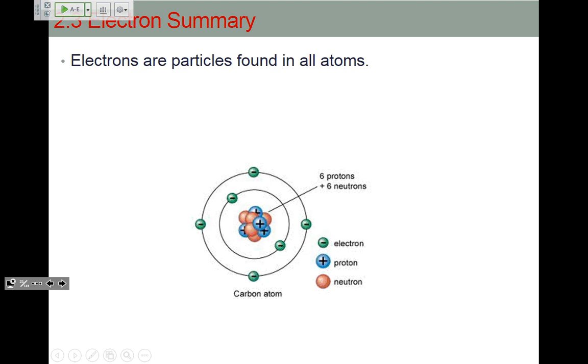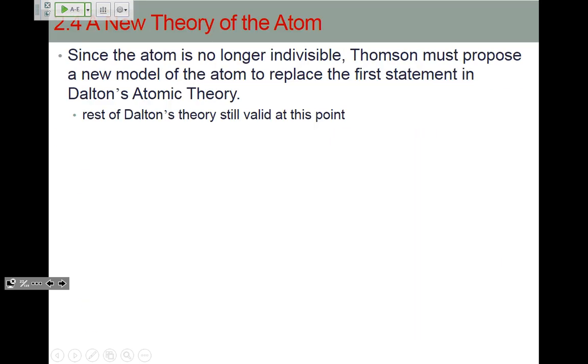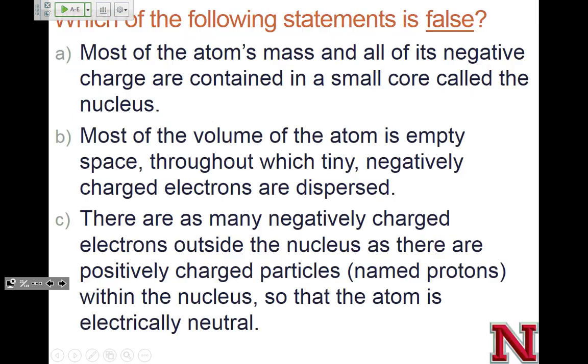So, a summary of electrons. Electrons, as of what we know now, are particles found in all atoms. Cathode rays are a stream of electrons. The electron has a charge of negative 1.60 times 10 to the negative 19 coulombs. That's the C. And the electron mass is 9.1 times 10 to the negative 28 grams. Again, this is where scientific notation is super important, because you don't want to write these numbers out. So now that's going to bring us to fully trying to understand the atom.